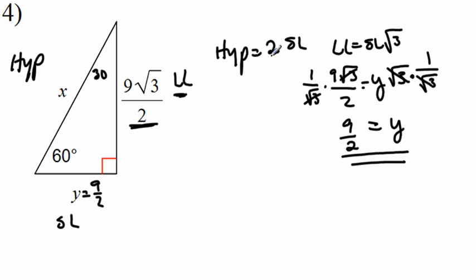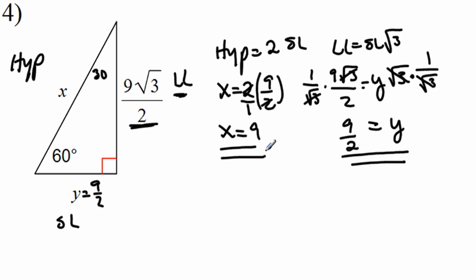Now I want to get the hypotenuse, so I know the hypotenuse is going to be x equals 2 times 9 divided by 2. We know this is 2 over 1, so the 2's cancel, and then we get x equals 9. So our hypotenuse over here is 9.